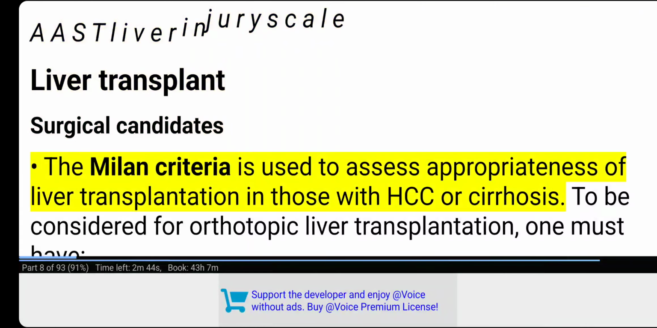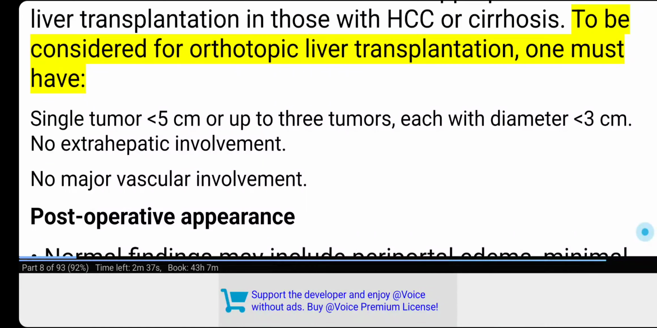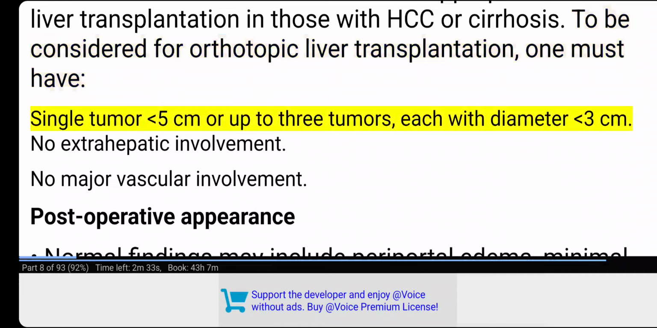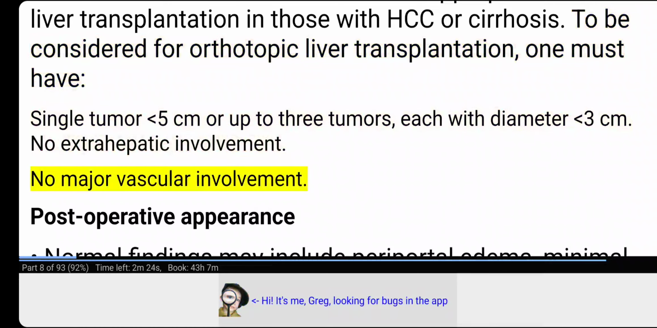The Milan criteria is used to assess appropriateness of liver transplantation in those with HCC or cirrhosis. To be considered for orthotopic liver transplantation, one must have single tumor less than 5 cm or up to 3 tumors, each with diameter less than 3 cm. No extrahepatic involvement. No major vascular involvement.